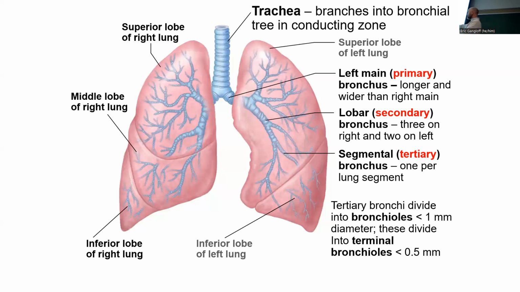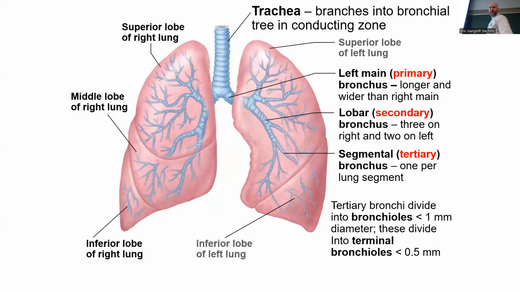And then the smallest bronchi are called bronchioles. So this is an important term there. And they can be very, very small, so like a millimeter in diameter. And these further divide into the terminal bronchioles, which are the smallest of these structures. And they could be even half of a millimeter.